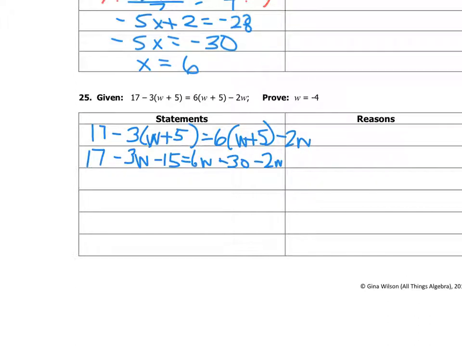Now my next line, we're going to help you out here. I'm just going to combine like terms here and here. So that's going to be my next part. I'm still going to have 17 minus 3w minus 15 equals, now I take 6w and a negative 2w, that's just going to give me 4w plus 30.